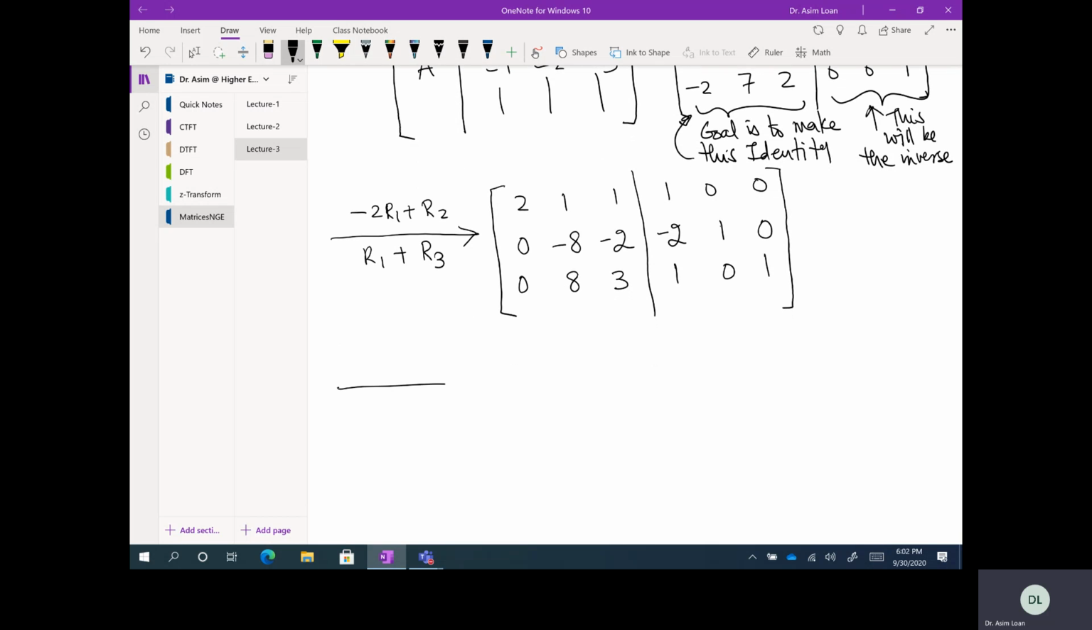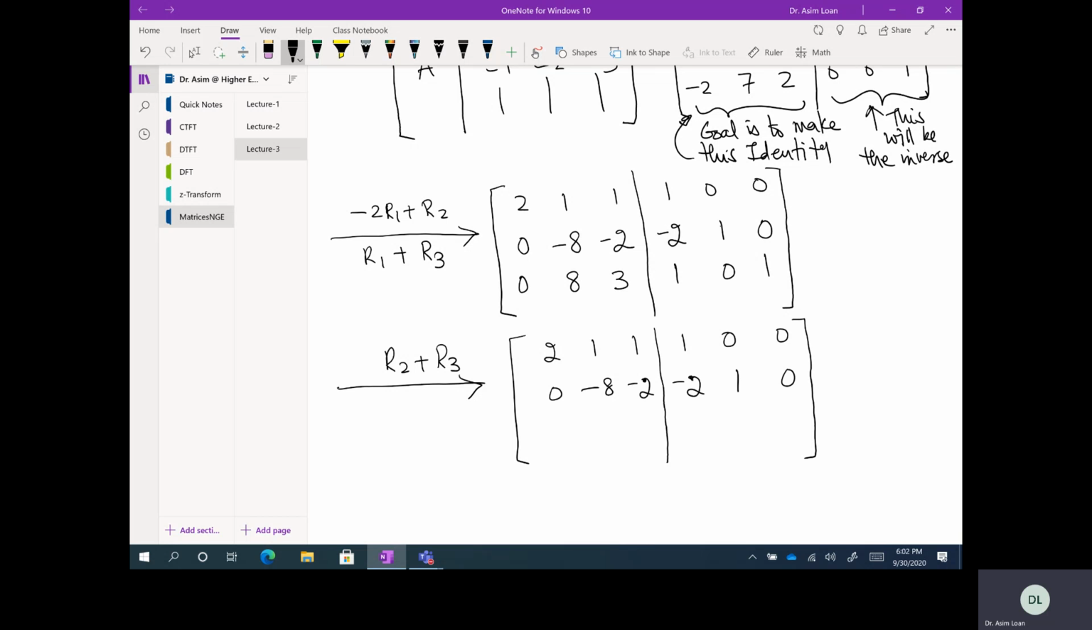Then I'll do R2 plus R3, and R2 plus R3 will give me 2, 1, 1, 1, 0, 0, 0, minus 8, minus 2, minus 2, 1, 0, 0, 8 minus 8 is 0, 3 minus 2 is 1, 1 minus 2 is minus 1, 1 and 1, 1 and 1. Okay, so this, by the way, is U, and this, by the way, is GFE, which is equal to L inverse. You can check.